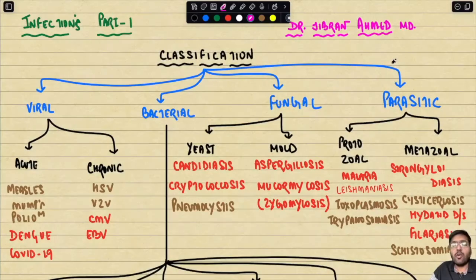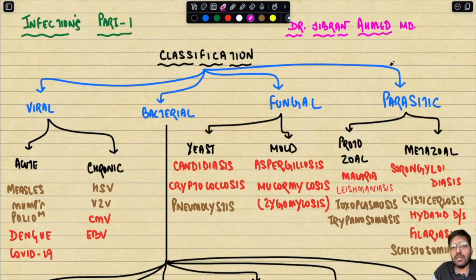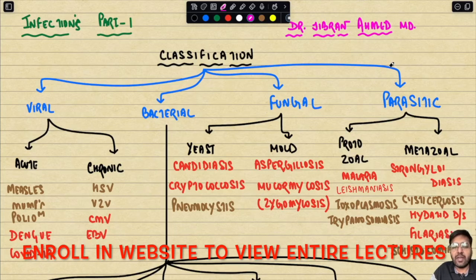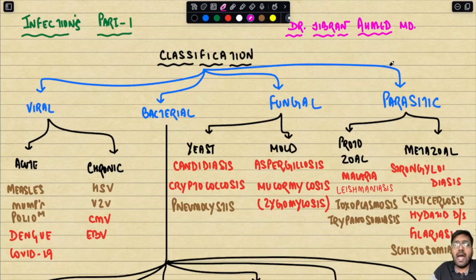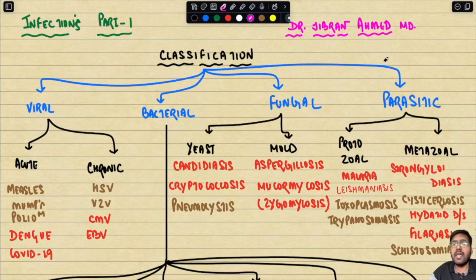Myself, Dr. Jibran Ahmed, presents to you Simply Pathology, and today we are back with a very important session. Today we are going to start with infectious disease part 1, and this is going to be a series of lectures. There are innumerable organisms that we deal with. It is not possible for us to discuss each and every organism, but we are going to shortlist some of the very important organisms which are of practical importance, and secondly which are asked in the exams, both in theory as well as practical.